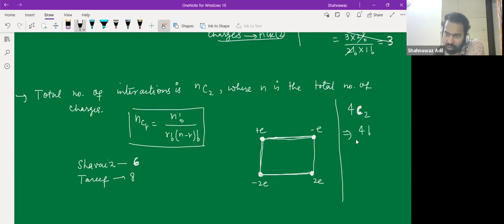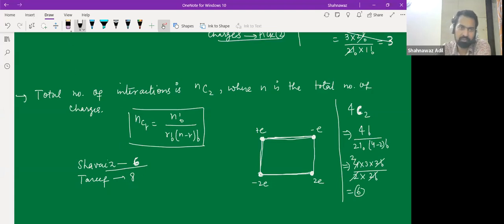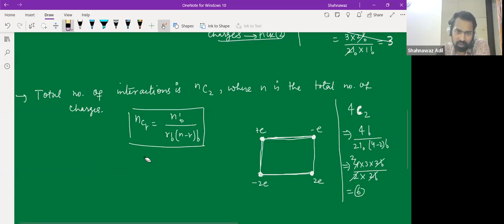So 4C2 would be 4 factorial divided by 2 factorial times (4 minus 2) factorial. 4 factorial is 4 into 3 into 2 factorial, and 2 factorial is 2, and then this is 2 factorial. The 2 factorials cancel, the 2 cancels, and I have 6. Understood? Yes, Chavez, you are correct. Tarif, understood? Okay, so similarly, we can calculate any number of interactions for these kinds of situations. I have this one.